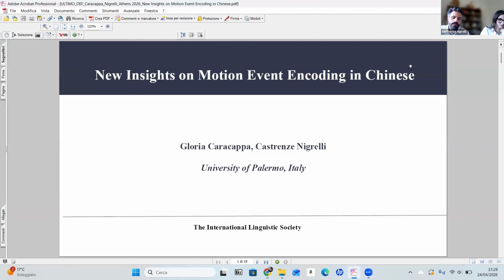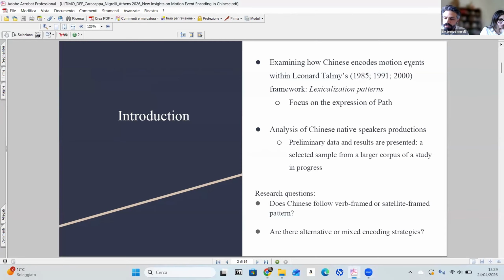Okay, let's start. So, the study examines the encoding of motion events in Chinese according to Talmy's lexical typological framework of lexicalization patterns. In this perspective, path is considered the central semantic component on the basis of which languages are classified as either verb-framed, where path of motion is encoded in the verb, for example, in Spanish, el perro entró a la cueva, or satellite-framed languages where path is expressed outside the verb. For example, in English, the dog ran into the cave.